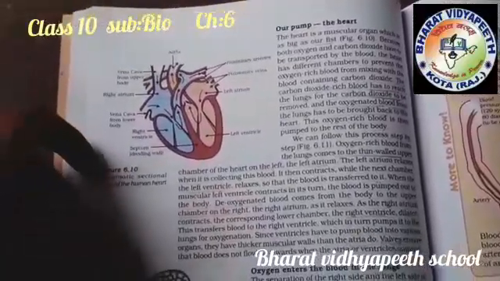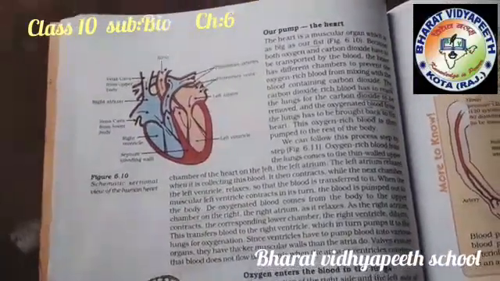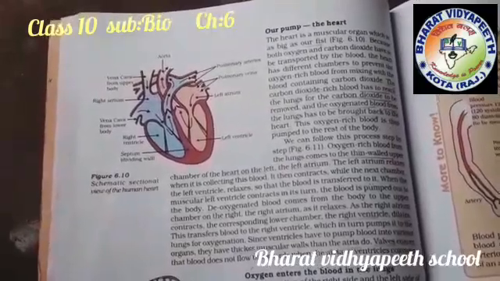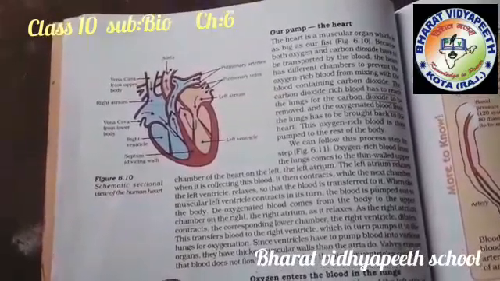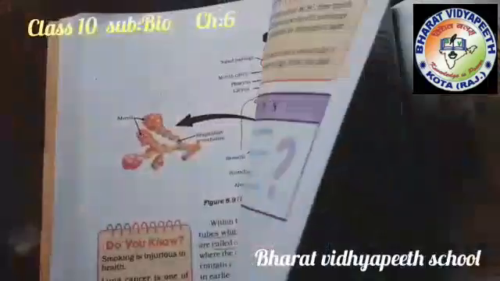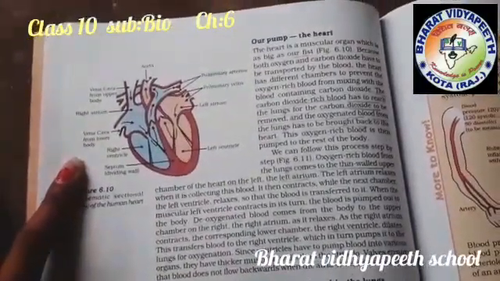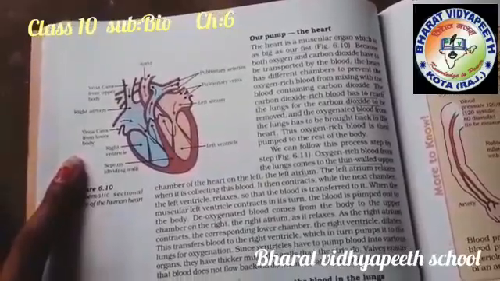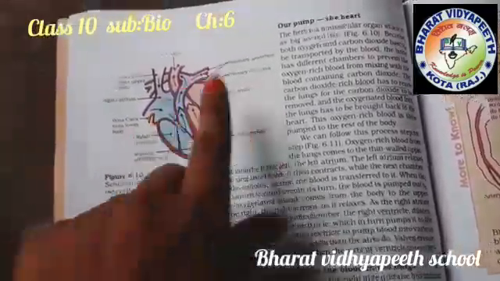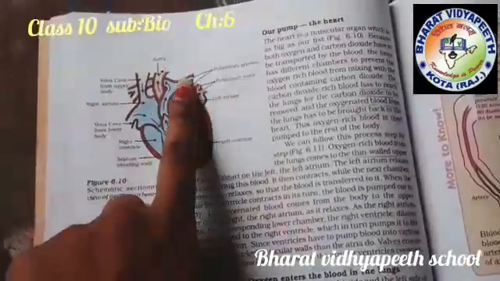What is the work of the heart? The heart mainly converts deoxygenated blood into oxygenated blood. And the other thing the heart does is that it prevents the mixing of carbon dioxide and oxygen in the blood. For this, the heart consists of 4 chambers. This is the diagram of the heart, and these are the 4 chambers.